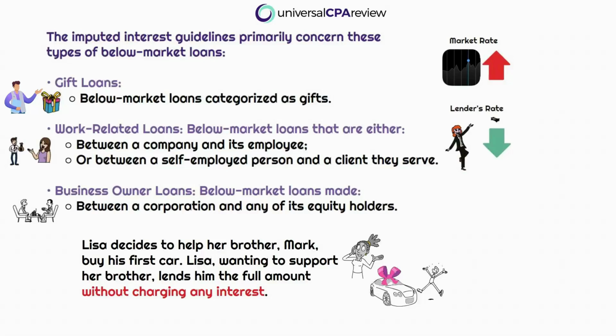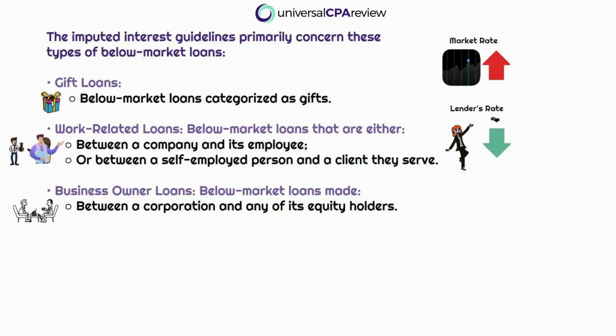In this scenario, the money that Lisa lends to Mark is considered a gift loan because she's not charging him the market rate of interest on the amount that she lent. Instead, she's providing the loan primarily out of the generosity and kindness of her own heart. All right, so a work-related loan is a loan typically given again at below market interest rates or without any interest.